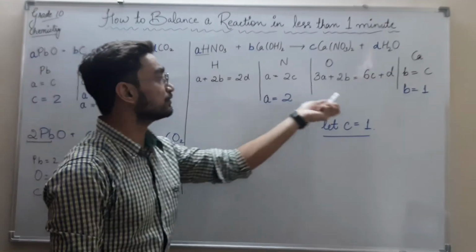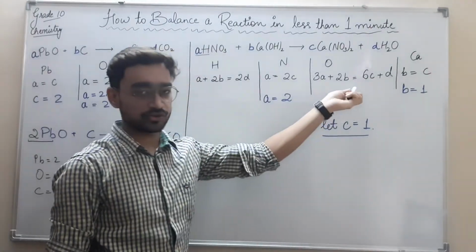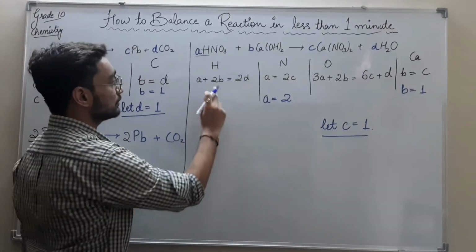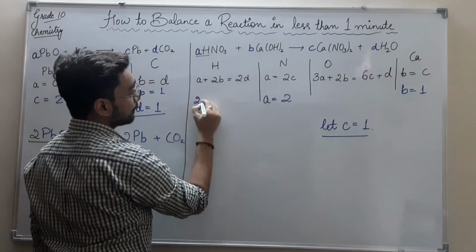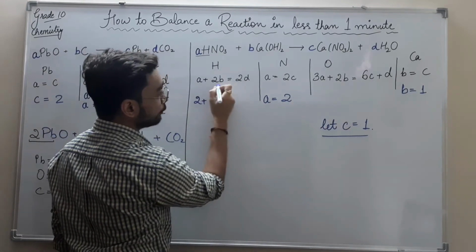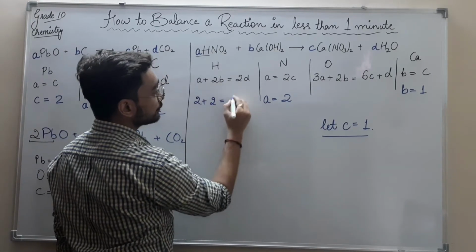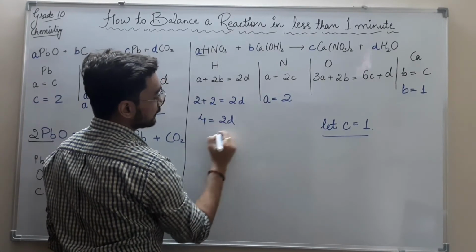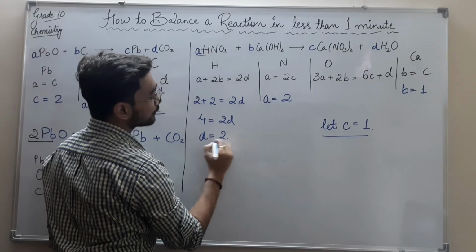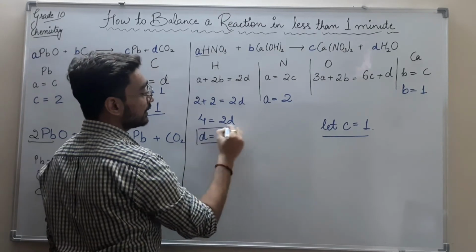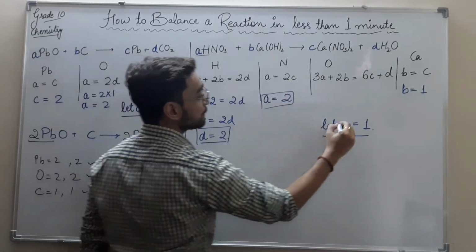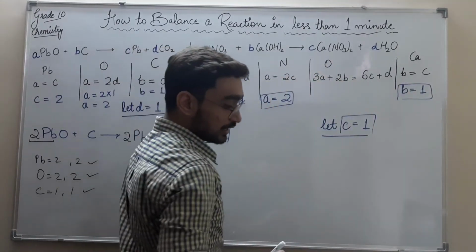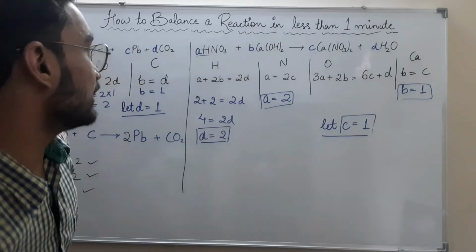I have 2 options with me. I can find out the value of D with this equation also. Both will come the same. So I will prefer the smallest one, that is this one. 2 plus 2B, 2 into 1 means 2, is equal to 2D. 4 is equal to 2D, then D will be equal to 2. So all the values I am getting, A, B, C, D. This I have to substitute here in place of the variables.